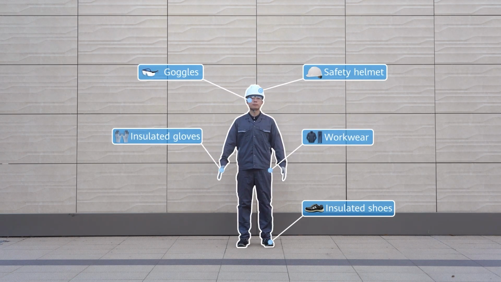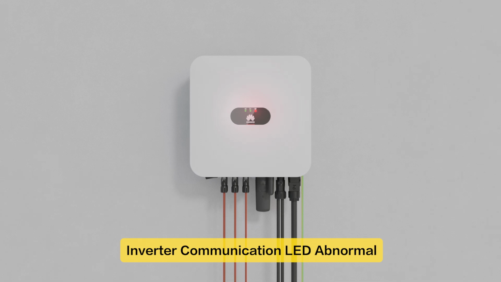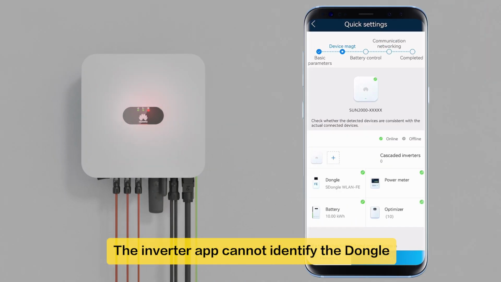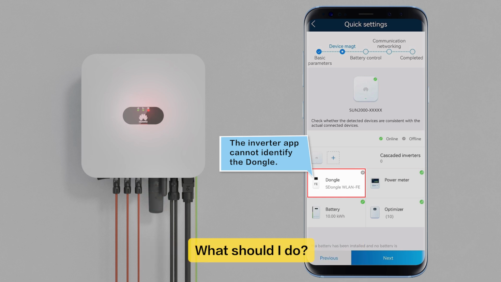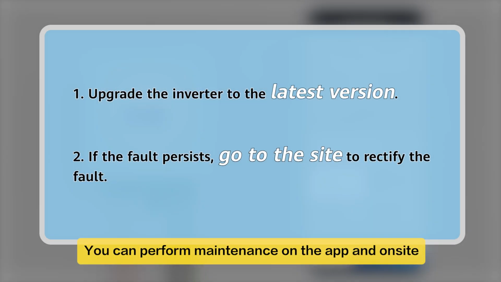Preparations for maintenance. The inverter communication LED is abnormal, and the inverter app cannot identify the dongle. The green indicator blinks slowly. What should I do? You can perform maintenance on the app and on site.